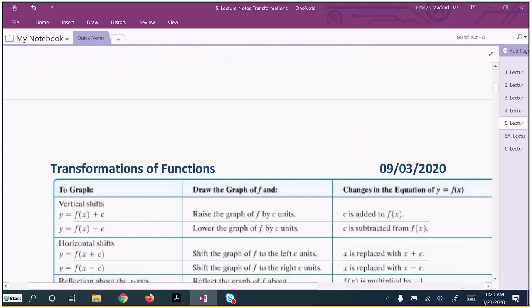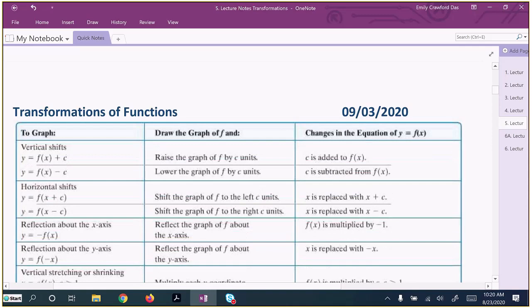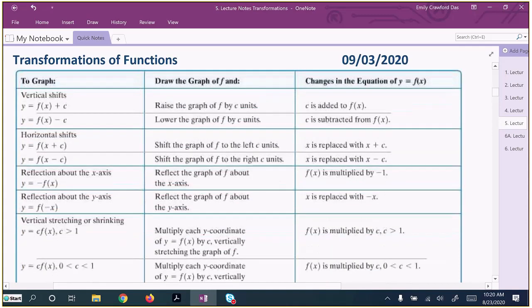As I said, this lecture is about transformations of functions and transformations of graphs of functions. This table here is something that you're going to want to keep handy and refer to, because it tells you each of your transformations. We have several different types, and how those affect the domain, the range, and the graph of the function. The first type of transformation would be a vertical shift.